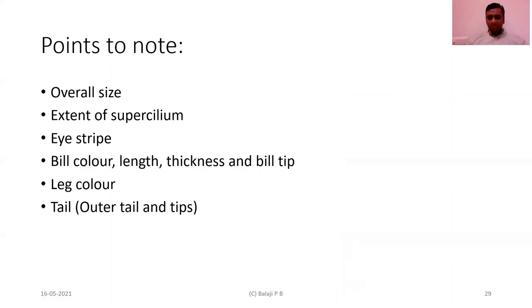So I think we have come to the end of the identification quiz. Again, just as a quick recap, the main thing to note in the field when it comes to warblers is the overall size. Is it a small warbler or a large warbler? What is the extent of the supercilium, the eye stripe, whether it's present? What is the color of the bill, the length, the thickness of the bill, and is there anything remarkable about the bill tip? What's the color of the legs? How does the tail look? And what are the outer tail and tips like? A combination of all these things is very important in order to zero in on the identification of a warbler.